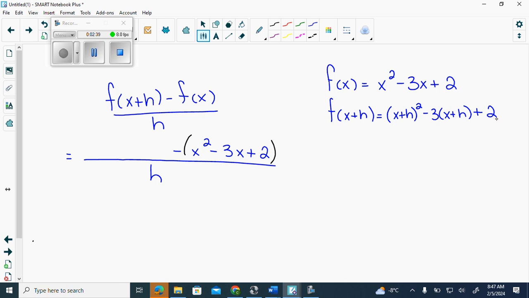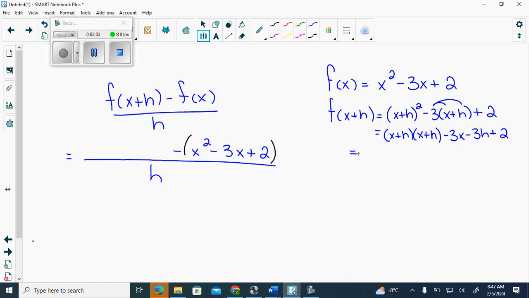Whenever we have a binomial squared, what should you always do? Rewrite it. Cross off that 2 and rewrite it out. So we would get x plus h times x plus h, so that we get that middle term. If not, a lot of people will tell me it's x squared plus h squared, which it is not. Distribute through, minus 3x minus 3h plus 2, and then we have to distribute.